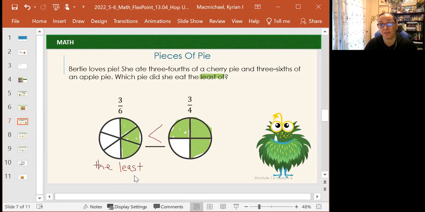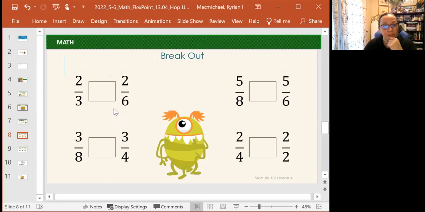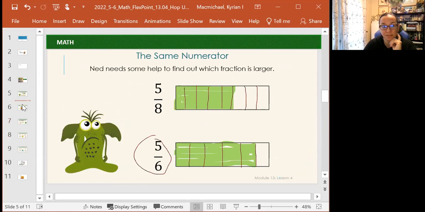Do you remember our equivalents? What is 3/6 equivalent to? All right, so now I'm going to look at this one. I'm going to use the knowledge that I have, and maybe we could peek back at our fraction strips too. 2/3 or 2/6. Think about those pieces, friends.